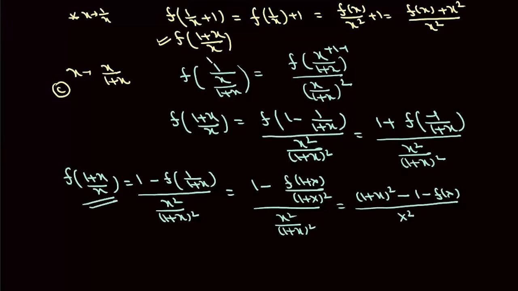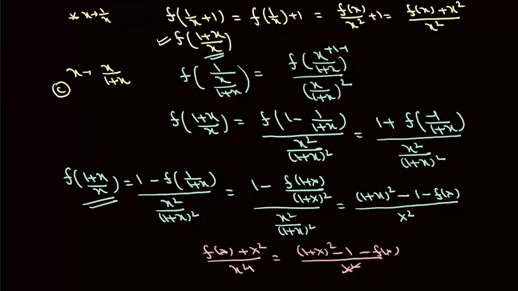Now these two left hand sides are the same, so we'll compare the right hand side to get our function f(x). So it will be (f(x) + x^2)/x^2 equal to (1+x)^2 minus (1 minus f(x)) upon x^2. Now this x^2 will cancel, (1+x)^2 will cancel. So we'll get 2f(x) equals 2x, or simply this function f(x) will be equal to x. So for these given conditions, your function f(x) is defined as simply x.